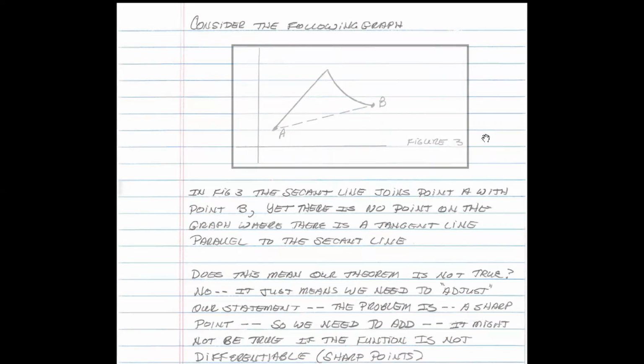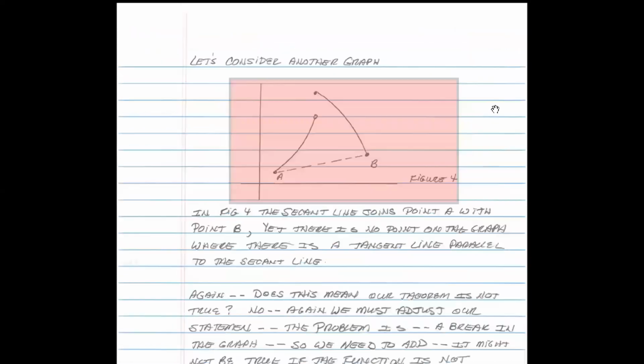So it looks like we need to modify and say, if you draw a graph with no sharp points, we can guarantee that somewhere along the way there is at least one tangent line that has the same slope as the secant line. And that's true. Let's go to the next page. Again, I have a graph here. And here's my secant line.